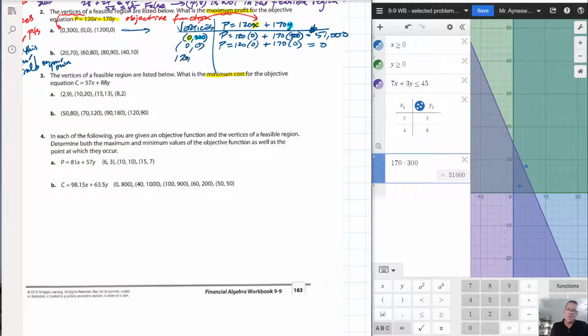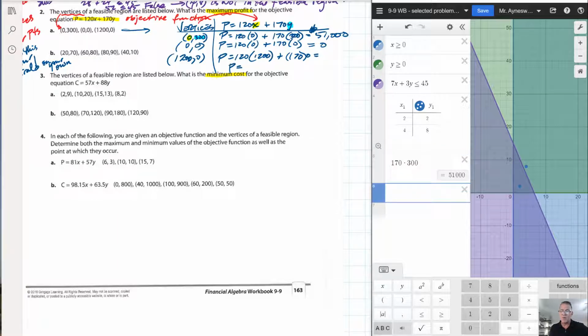And then the other one here, 1200, 0. So what's the profit there? It's 120 times 1200 plus 170 times 0. So here the profit's going to be just 120 times 1200. That's simple. It should be 144,000 maybe? I don't know, let's find out. Okay, so 120 times 1200, 144,000. Now 144,000 is bigger than 51,000. So this right here is called the max profit.